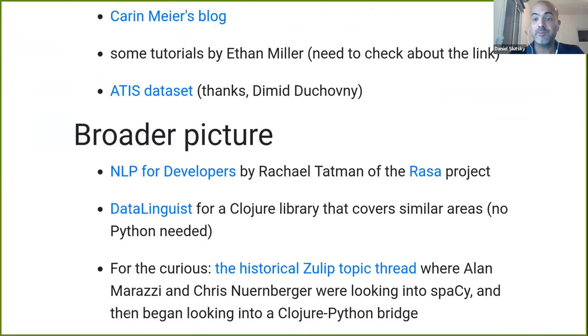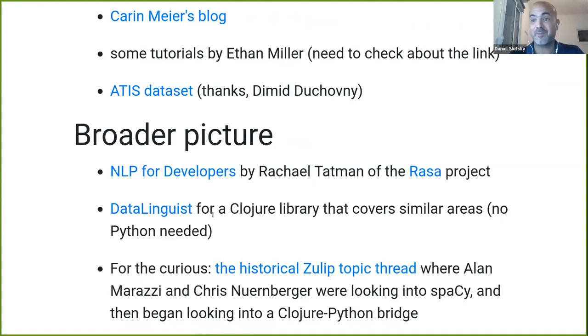And a few links for the broader picture. There is a nice playlist of short explanations of notions of NLP for people of programming background by Rachel Tatman. It is part of this RASA project, which is an open source project for so-called conversational AI, which is building chatbots and such. And they have actually good tutorials, and this series of very short explanations of notions and the practices around them has been very helpful to me.